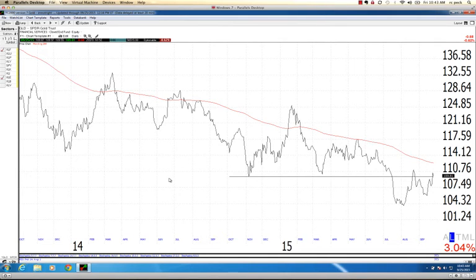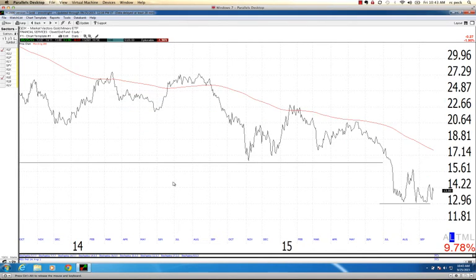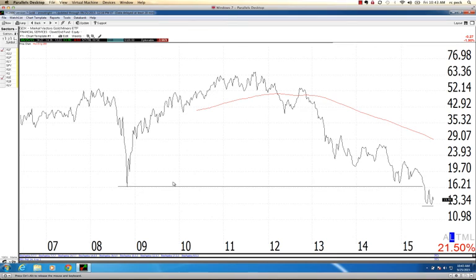What I do want to show you is GDX, and zoom way out on GDX. GDX has been around since 2006. It's below its 2008 low, and it's hanging out below its 2008 low. Again, all things being equal, you don't really want it hanging out that low.